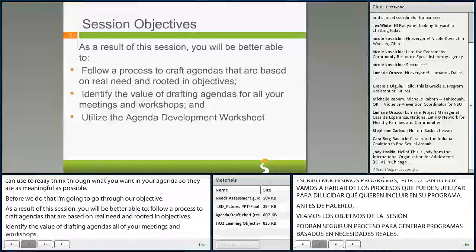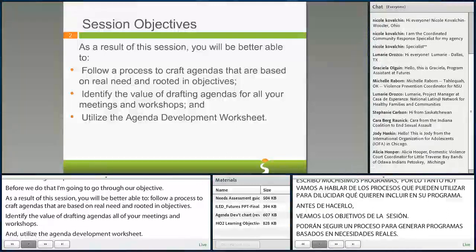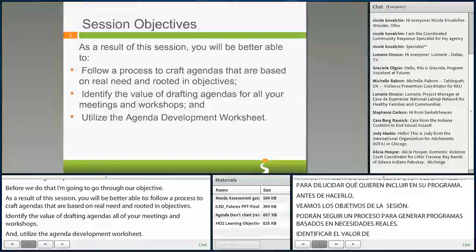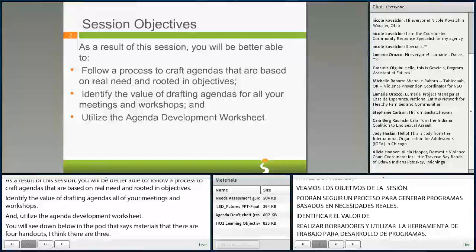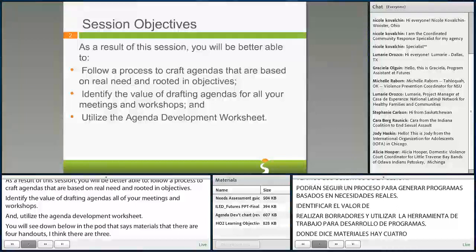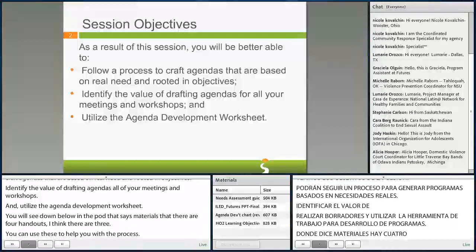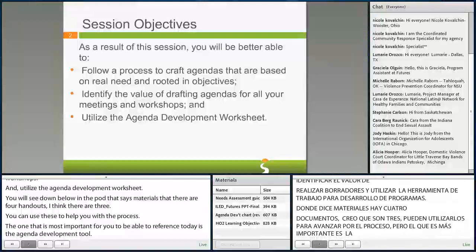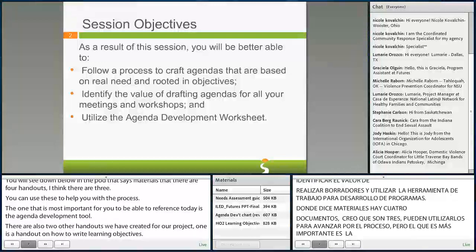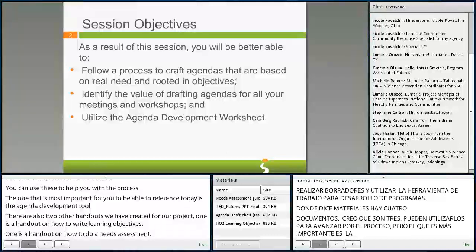You will see down below in the pod that says materials that there are 3 handouts that you can use to help you with this process. The one that's most important for you to reference today is the agenda development tool. There are also 2 other handouts that we've created for our ILED project. One is a handout on how to write learning objectives, and one is a handout on how to do a needs assessment. A needs assessment is basically a process for thinking through what the needs are of a group of learners, so what your learning needs are or what your topic needs are for a meeting, so to speak.